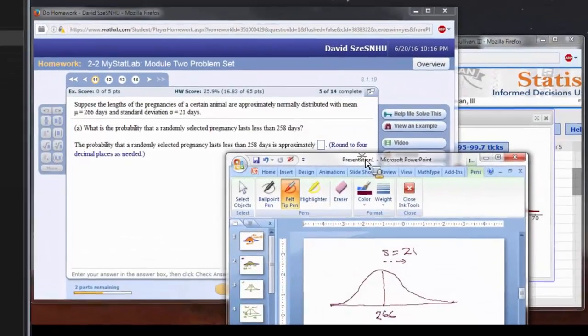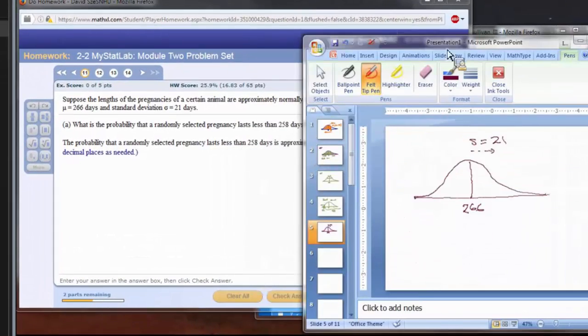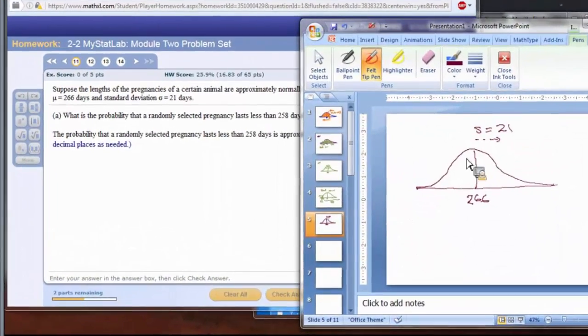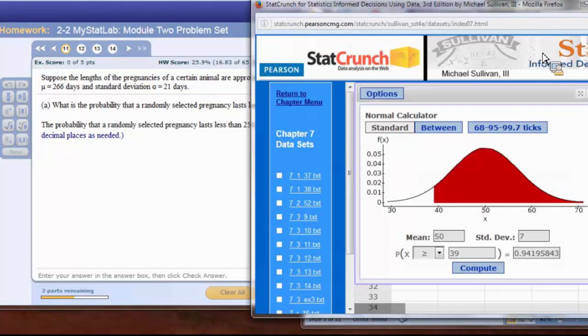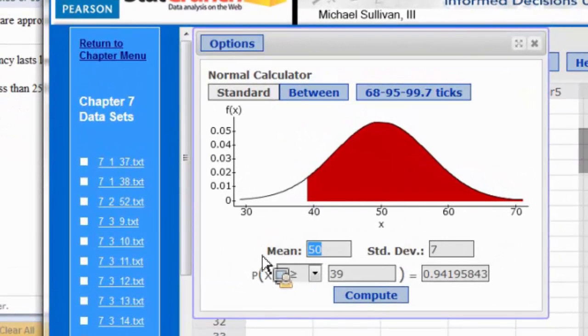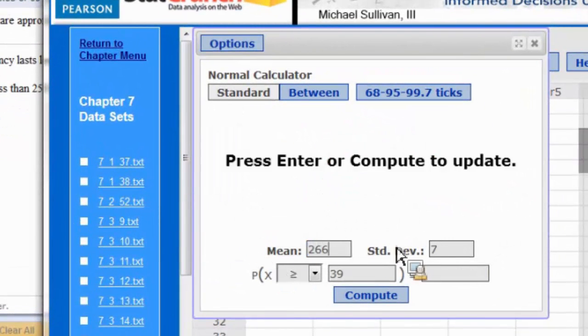that a pregnancy lasts less than 258 days. So less than 258, we draw a line at 258, and we shade in the less than. Okay, let's go to StatCrunch. Mean of 266. So this is good.